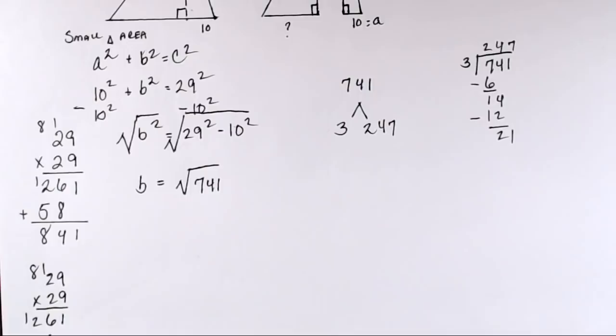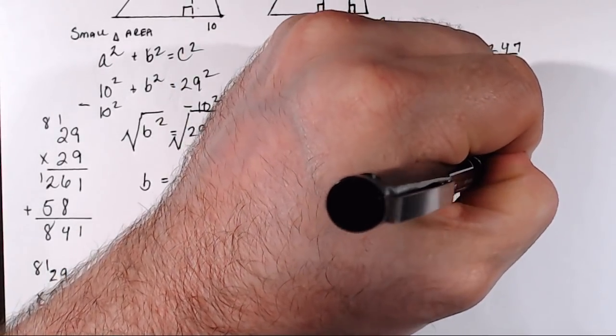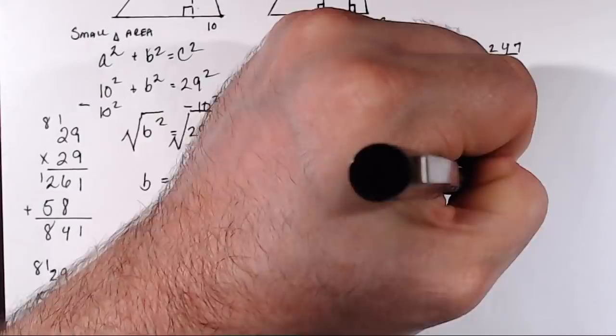Is 247 divisible by 3? 2 plus 4 is 6. 6 plus 7 is 13. So no, it can't be broken down. So the question is, is 247 divisible by 4? Nope. How about 5? Nope. 6? Nope. 7. I mean, we could try 7. Is 247 divisible by 7? I don't know.